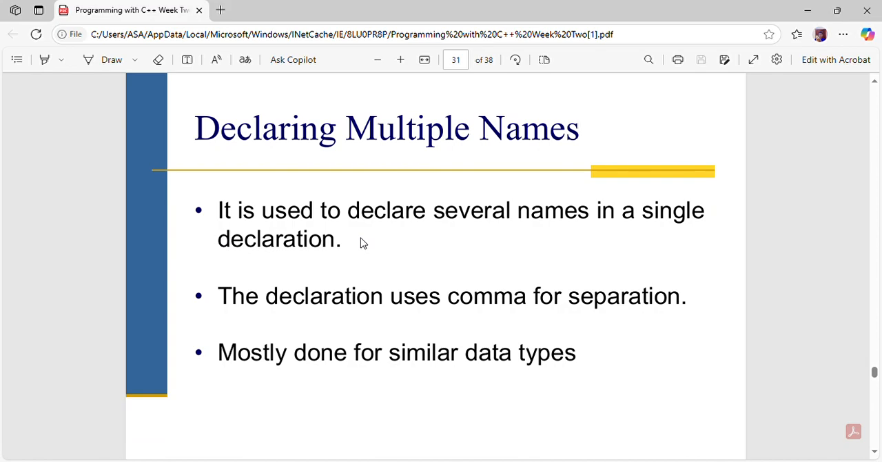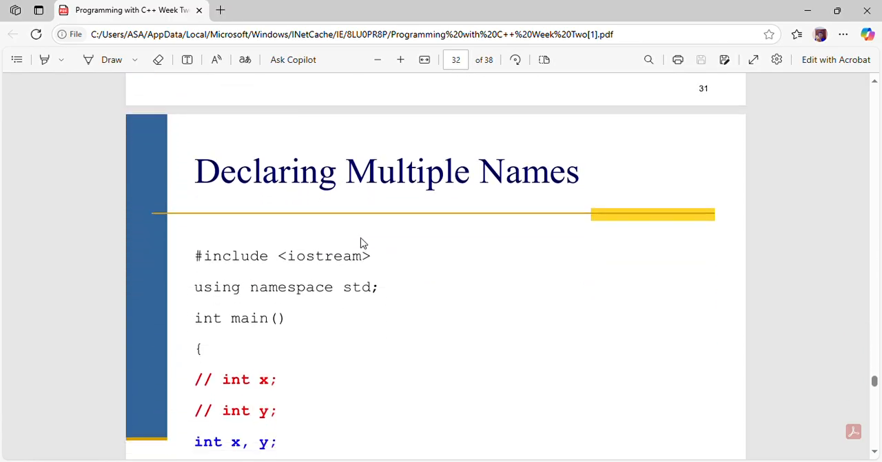Declaring multiple names is used to declare several names in a single declaration. So this makes it easy for you to declare several names within that single declaration. Yes, the declaration uses commas for separation, mostly done for similar data types. So since you are going to declare multiple names, it is very important for you to use the comma between them for separation.